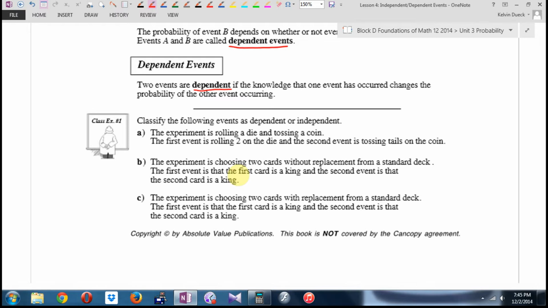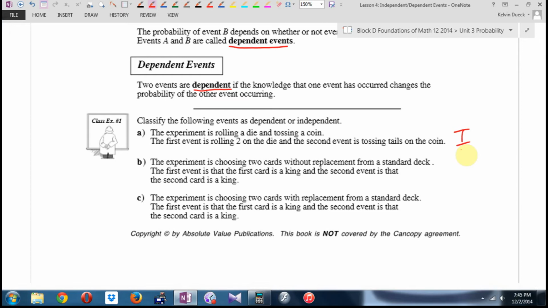Rolling a die and tossing a coin is the experiment. The first event is rolling a 2. The second event is tossing tails. Whether or not you roll a 2, does that change the probability of getting a tails? No. On a coin, the probability of flipping tails is always 1/2. 50-50 if we go with the odds. 1/2. These are independent.